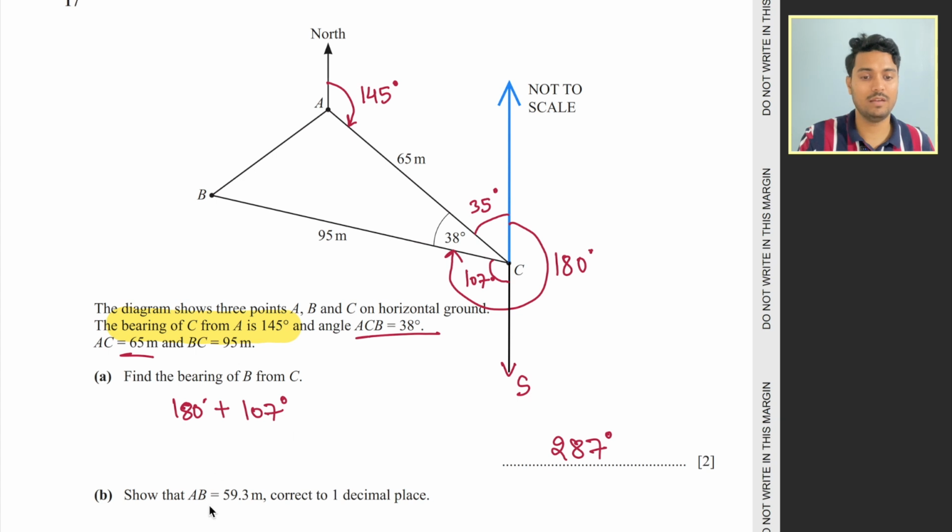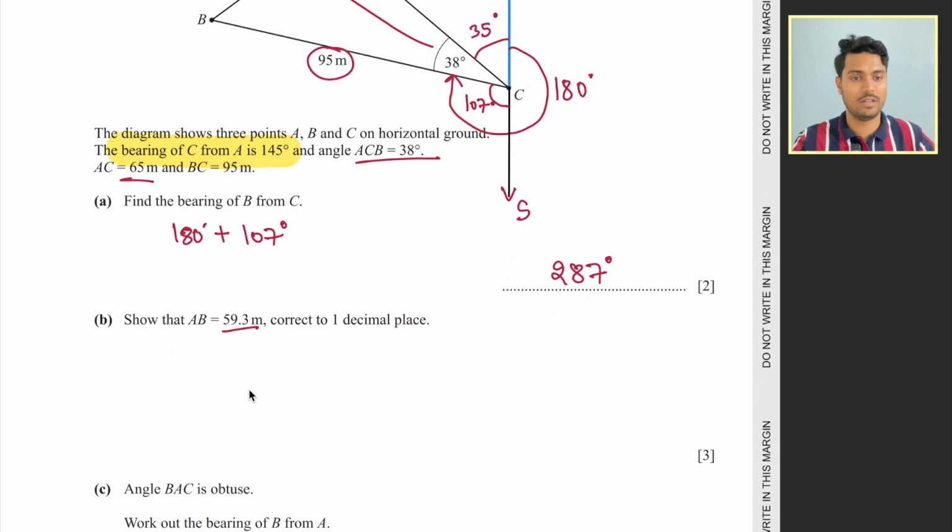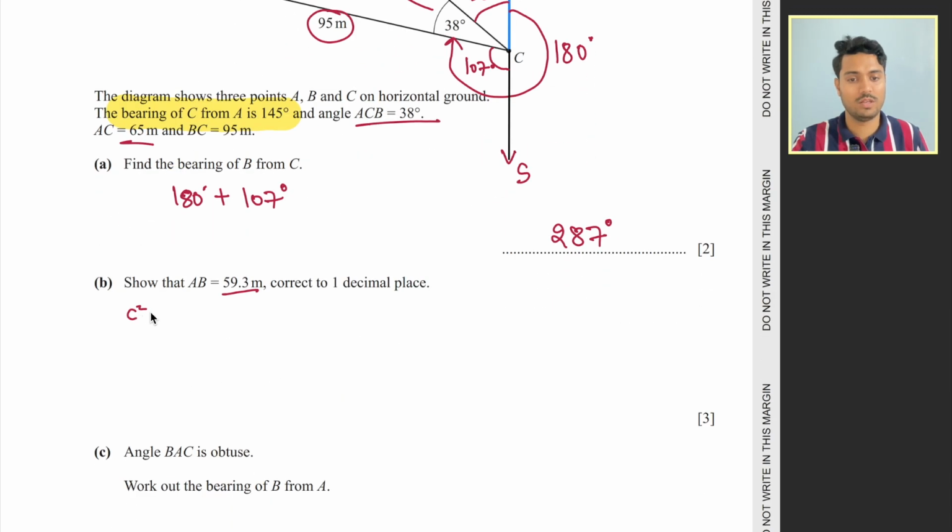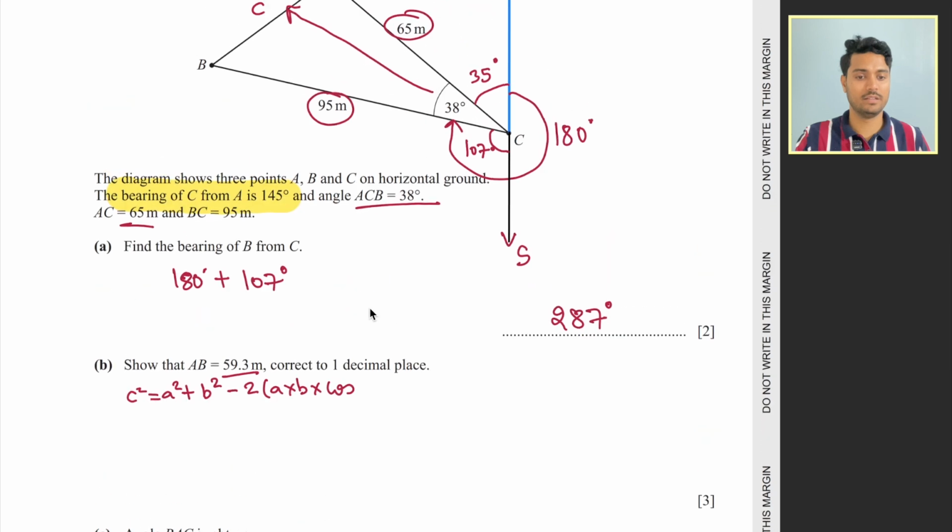Let's check part B. It says show that AB is equal to 59.3 meters, correct to 1 decimal place. We have to find the length AB, correct to 1 dp. AB is exactly opposite to angle C, which is 38 degrees, and these two lengths are known to us, so we can apply the cosine rule here. Let's mark this as small c. So c square is going to be a square plus b square minus 2ab cos 38 degrees.